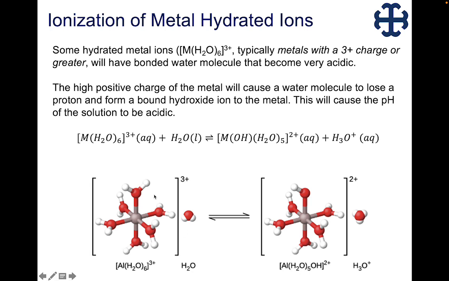Anytime we have a hydrated metal ion with a charge of 3+ or greater, that will also make a solution acidic because when we have that really high positive charge on some sort of metal and water molecules bound to that metal, that positive charge pulls electrons towards itself, which weakens our oxygen-hydrogen bonds and makes it more acidic. So we end up with a metal hydroxide and hydronium in equilibrium.